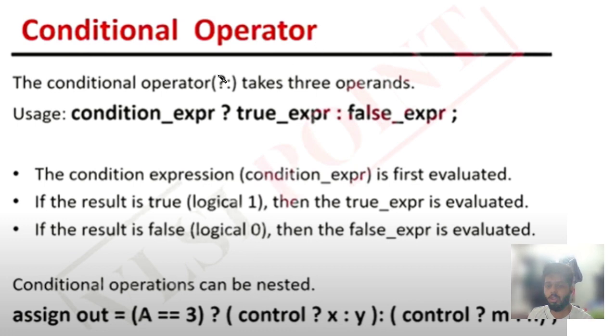Conditional operators. The conditional operator, which is given by this symbol, takes three operands: a condition expression, a true expression, and a false expression. The condition expression is first evaluated. If the result is true, logical 1, then the true expression is evaluated. If the result is false, that is logical 0, then the false expression is evaluated. Conditional expressions can be nested, as in assign out equal to a equal to 3, then x is y, else m is n. This is basically a simple way of writing the conditional operator.